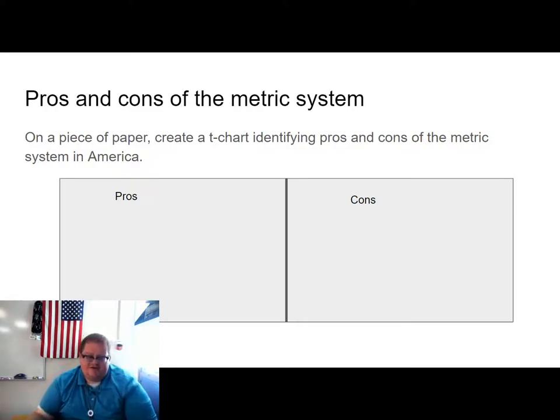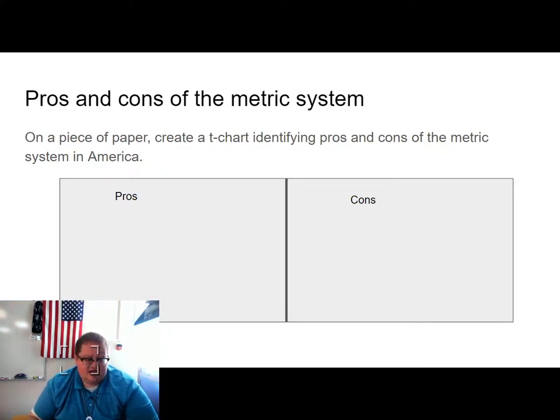I wanted to take a brief discussion of the pros and cons of the metric system. The fact is the metric system is used almost all over the world, and there's a reason for that, right? There are several reasons, and there are several pros for the metric system.